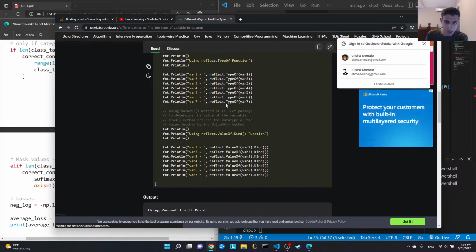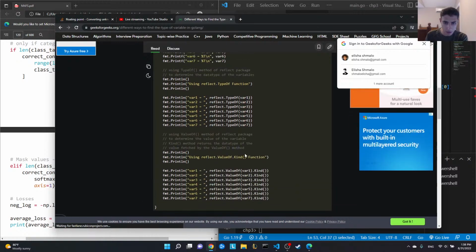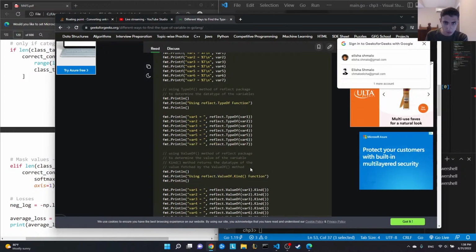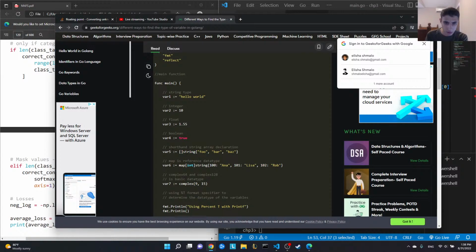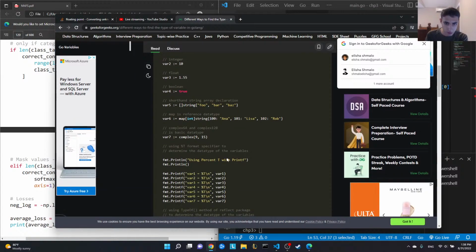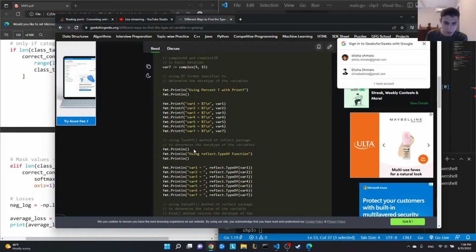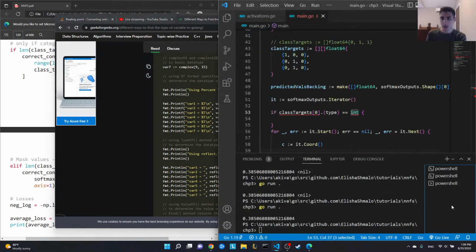No, I don't want to print it. I want to actually use it. I guess you have to use reflect. No, I don't want percent. So we have to do reflect dot type of. Okay.